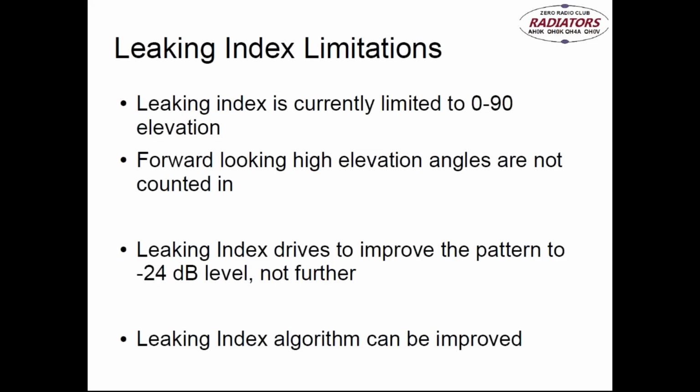So the leaking index does have limitations. It's currently limited to 0 to 90 degrees elevation, and the forward-looking high elevation angles are not counted in. So if there's any leaking coming directly from the front direction, like azimuth 0 or close to it, then we are not counting it in this equation. But currently, I haven't found any antenna that would model in such a way that this algorithm wouldn't find the leaking, because the leaking usually spreads to the sides if there is something going into the front direction and upwards.